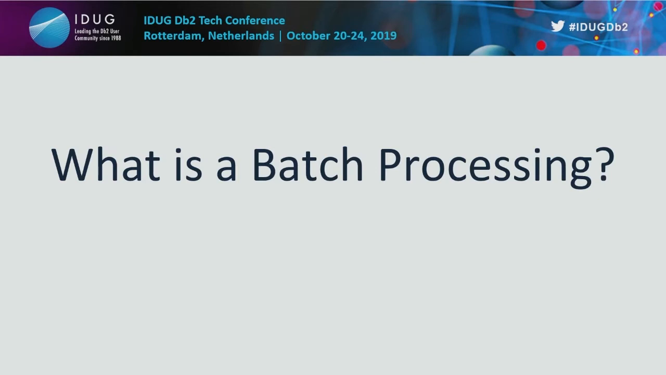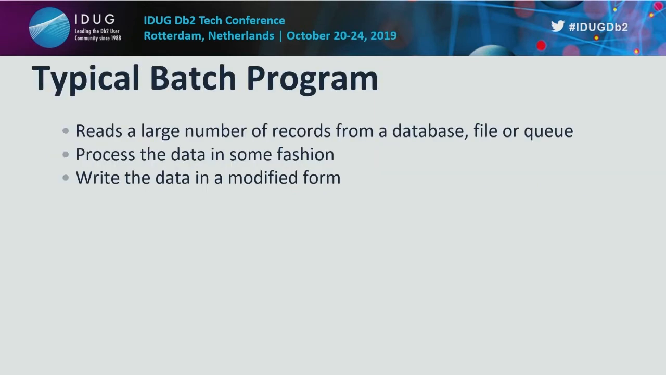So again, what is batch processing? Batch processing is the execution of a series of jobs in a program without manual intervention. That's what batch processing is. Usually, people don't get involved with it manually unless there's an event, there's an error, it times out, the server goes down, any number of problems that could occur. And a typical batch process reads a large number of records from a database, file, or queue, processes the data in some fashion, and writes the data out in modified form. That's what a batch process is.